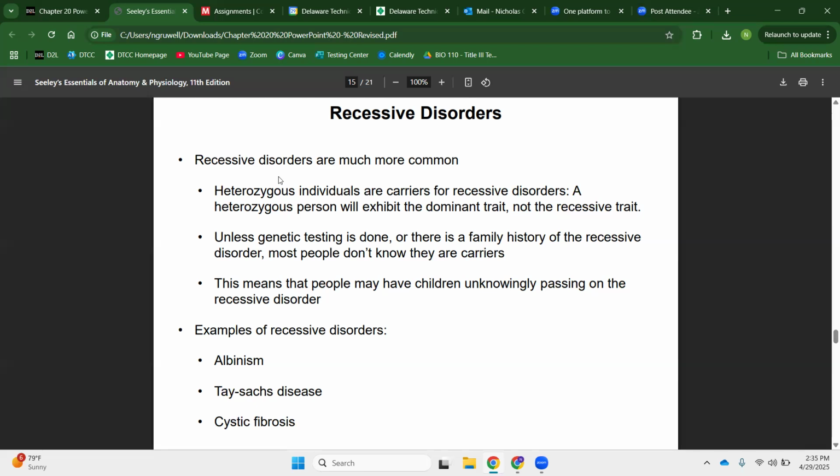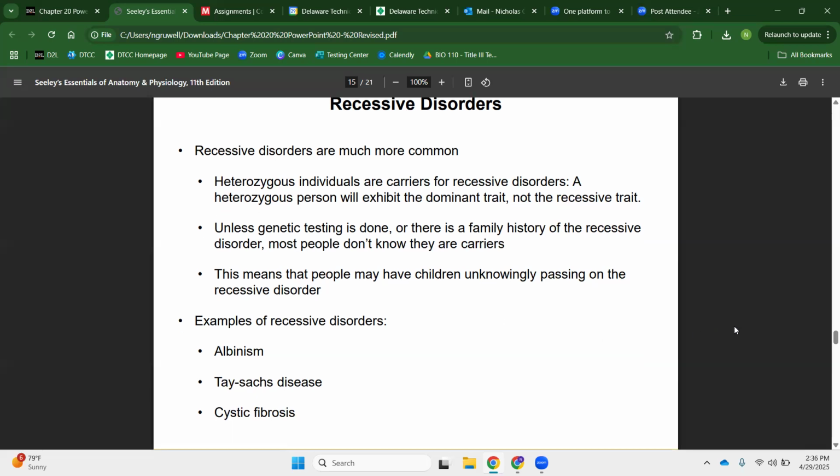Some examples are albinism, which is a lack of melanin in the skin. There's Tay-Sachs disease, a disease that attacks our nerve cells. And then cystic fibrosis is another example of a recessive disorder that affects how thick our mucus is and commonly presents with breathing and lung issues.